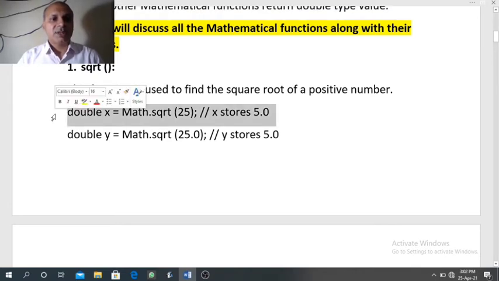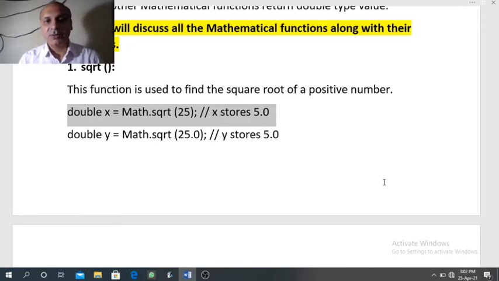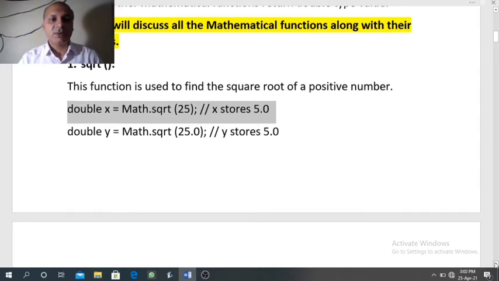Since the return type is double, we can take any double variable like x or y. Math.sqrt, 25 is the argument since it works on one value. So the square root of 25 is 5. We are passing an integer value here, but since the function returns a double value, its answer will come as 5.0. And if the argument passed is 25.0, in that case also the square root will be 5.0.